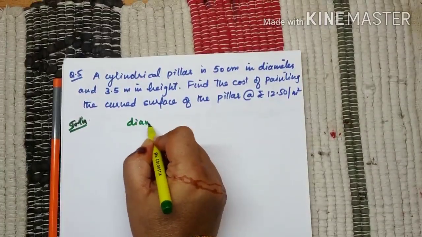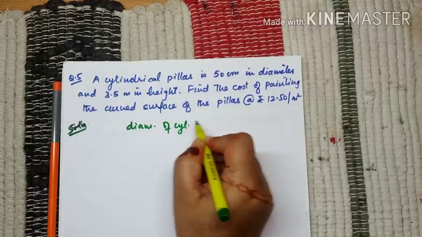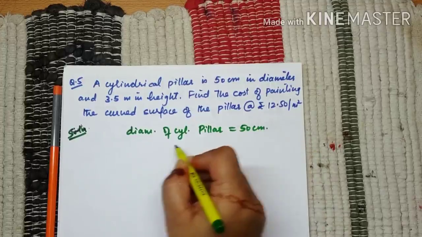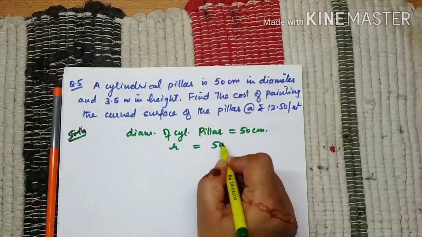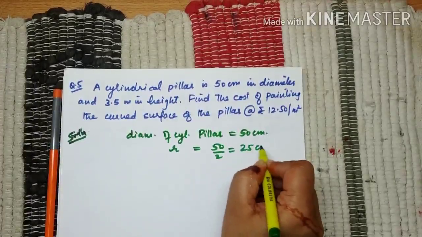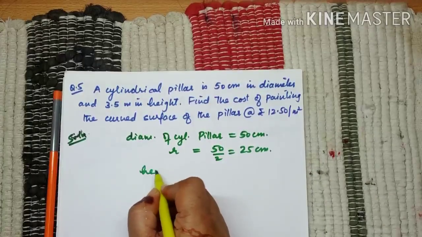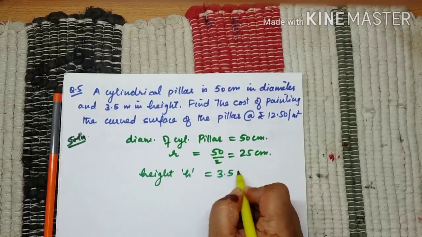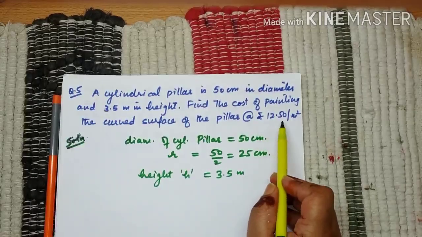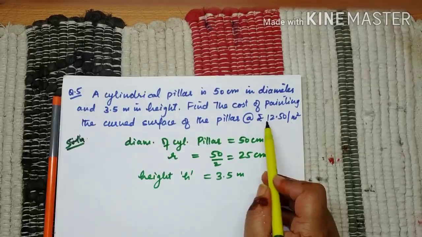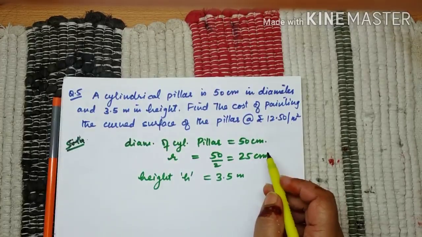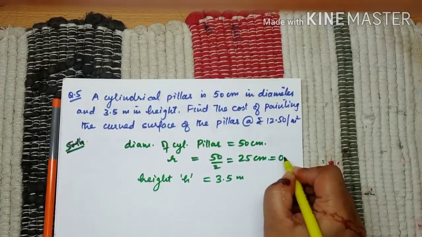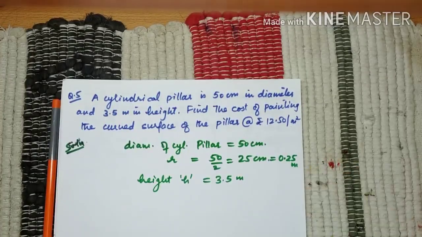Diameter of cylindrical pillar is 50 centimeter, so radius is 50 by 2, 25 centimeter. Height h is given as 3.5 meter. We need to find the cost in meter square. Cost per meter square is given, so I need to find the area in square meters. So let us convert this. This will be 0.25 meter.